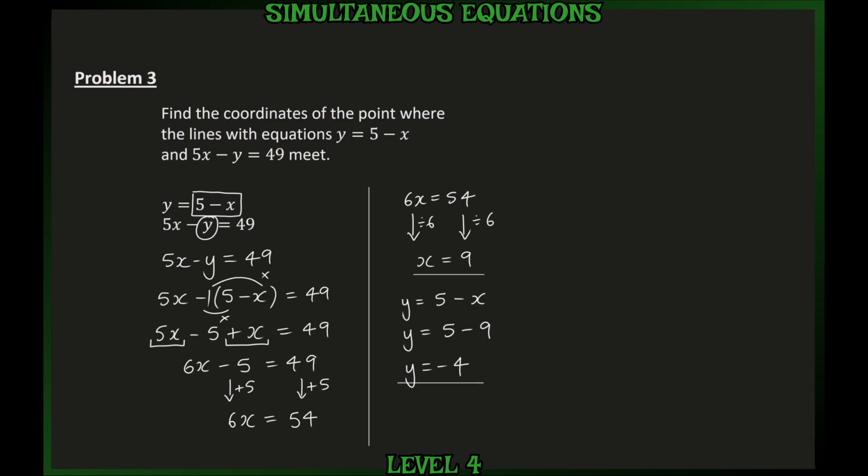Now the problem asked us to write down the coordinates of the point where these two lines meet. Now we know that they meet when x is 9 and also when y is minus 4. So the coordinates where they meet is going to be at the point (9, minus 4).